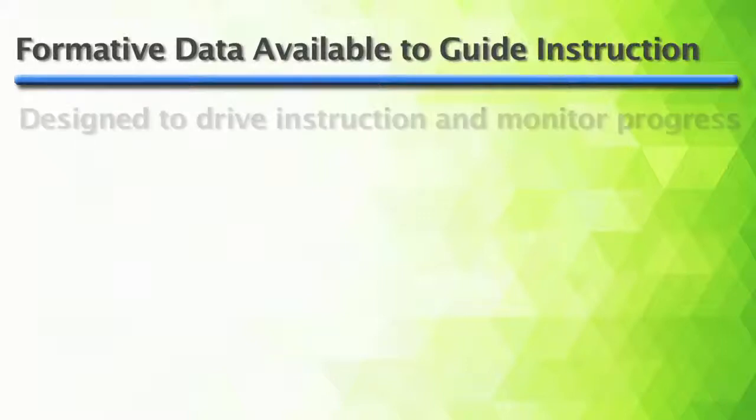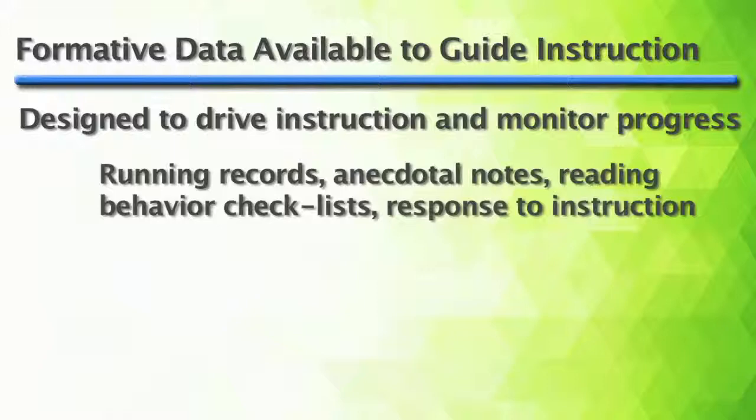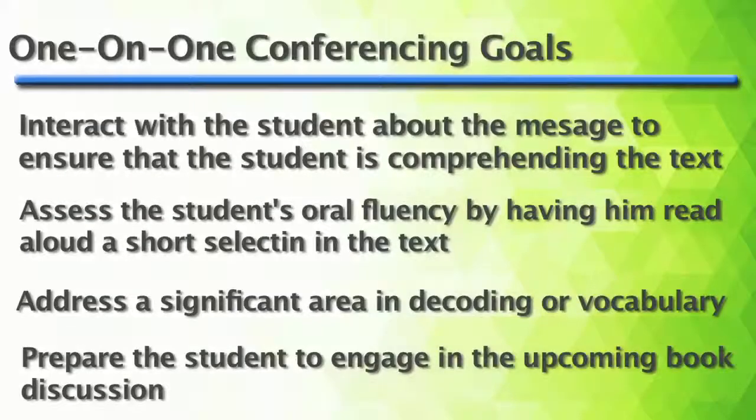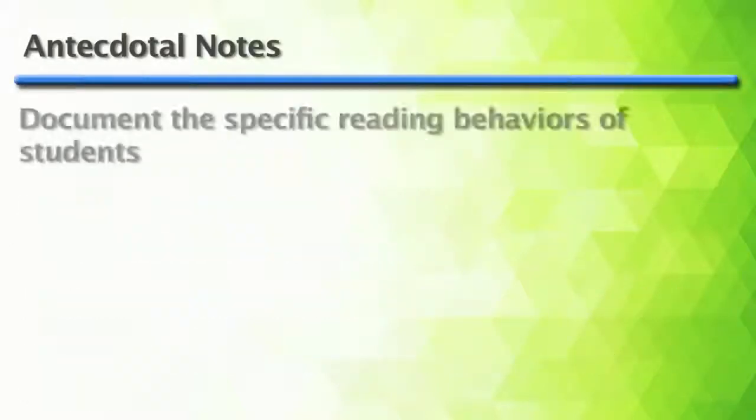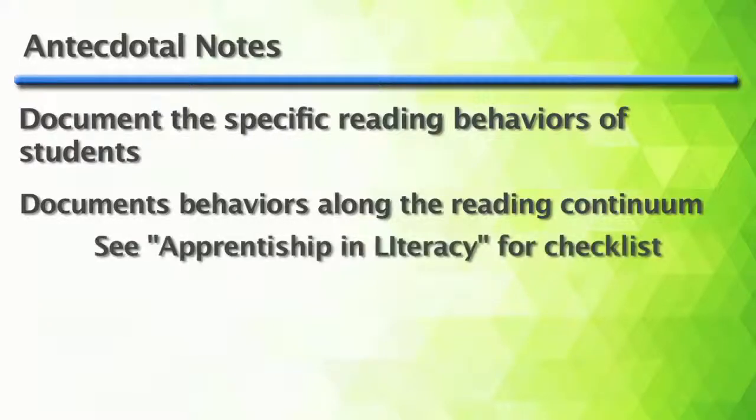Formative data are especially designed to drive instruction and monitor progress. This includes running records and anecdotal notes based on reading behavior checklists and how the students are responding to instruction. There are 4 purposes of conferencing, and anecdotal notes should reflect the information gathered by the teacher in regards to the 4 goals of conferencing. Anecdotal notes document the specific reading behaviors of students. Literacy processing behaviors fall along a continuum. These behaviors are listed in checklist form in the back of Apprenticeship in Literacy.